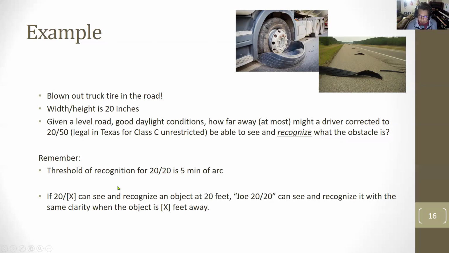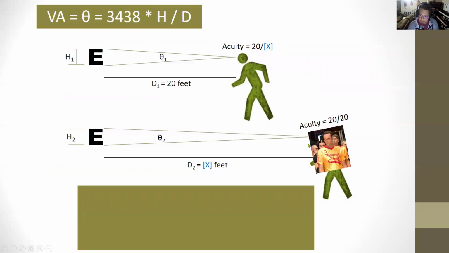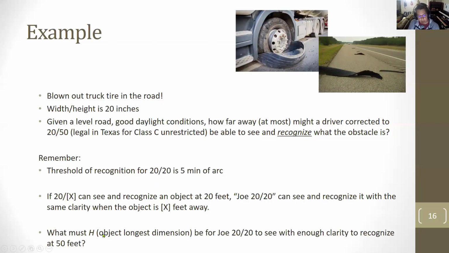And we know our equation here, remember our cheat sheet: 20 over X can see and recognize an object at 20 feet that Joe Standard can see and recognize at X feet. So again, that's this relationship, remember. So the X there and the X there, we're going to keep working on that. So we're really asking the question, what must H be, in terms of the longest dimension there, for Joe 20/20 to see it at 50 feet. So we're really just doing the calculation right now to determine what the threshold of recognition is for this 20/50 driver. That's what we're talking about so far.